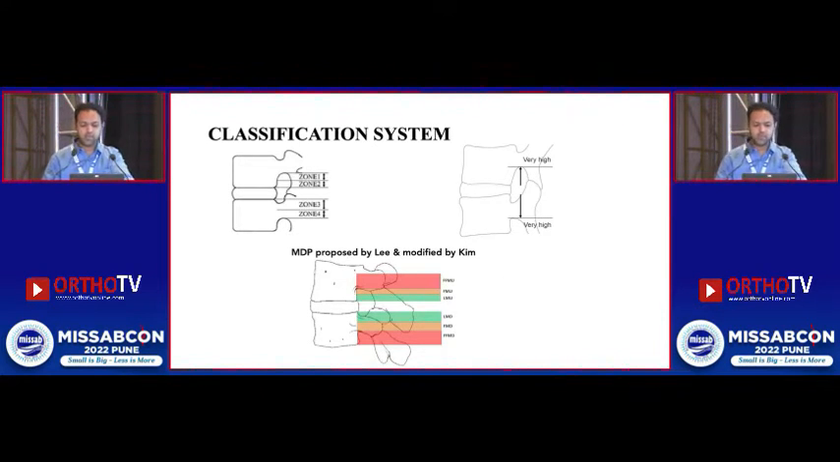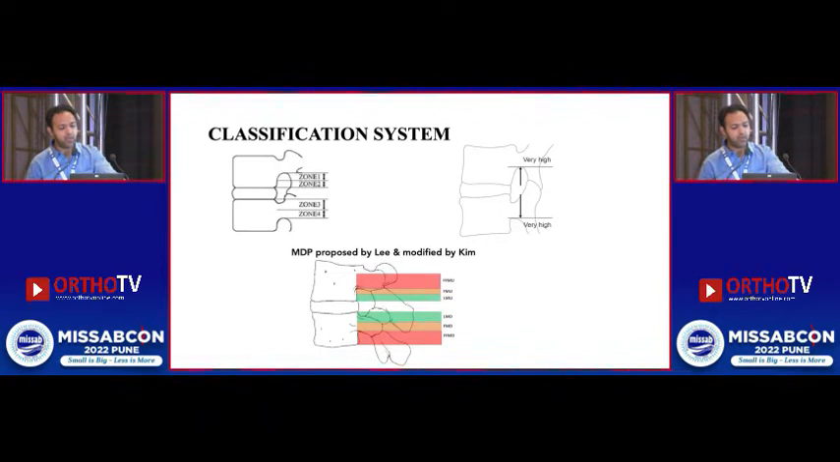This is the classification. Zone 1 and zone 4 show the high migrated disc prolapses. Zone 2 and zone 3 show the low migrated, whereas when the disc prolapse or extrusion crosses the inferior pedicular margin above or below, it is called a high migrated disc.